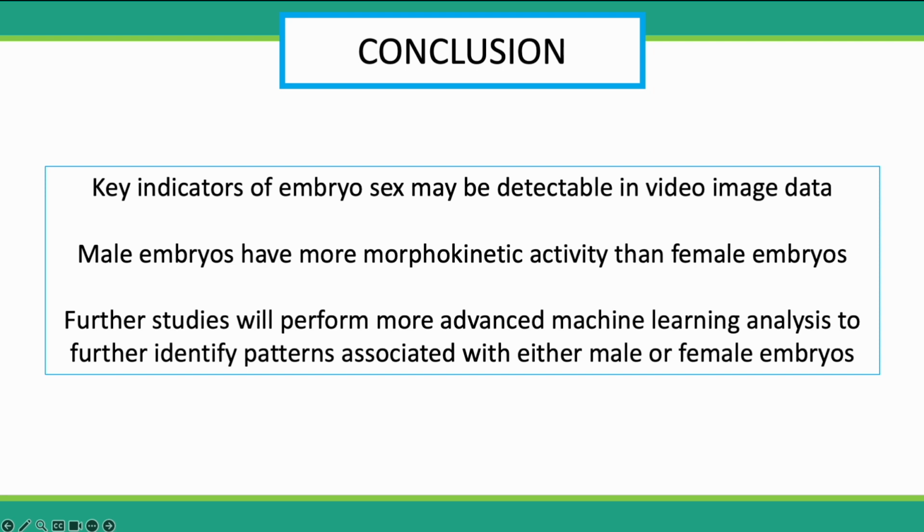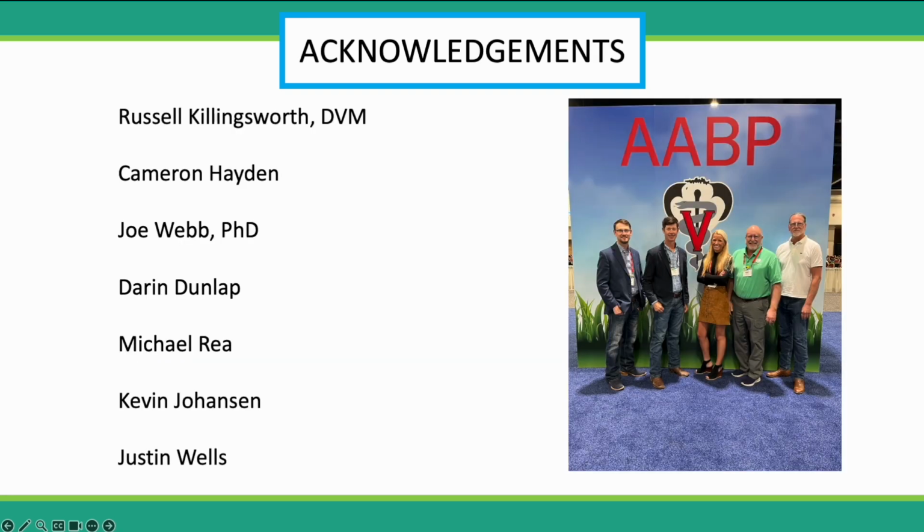Our studies were conclusive in finding that male embryos have more morphokinetic activity than female embryos, and we are now working to do further studies to perform more advanced machine learning analysis, using convolutional neural networks, to further identify patterns that can be associated with either male or female embryos.